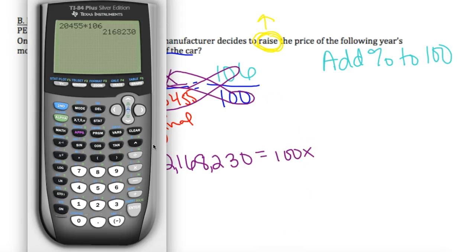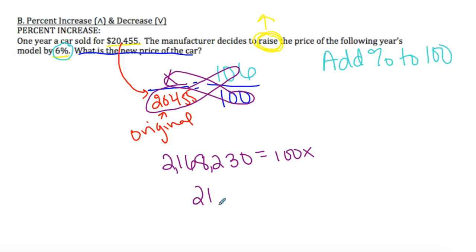So now I need to divide by 100. And I get $21,682.30. This is money. We're talking about a price. So since we're talking about price, that's money. I need to use 2 decimal places and have a dollar sign.